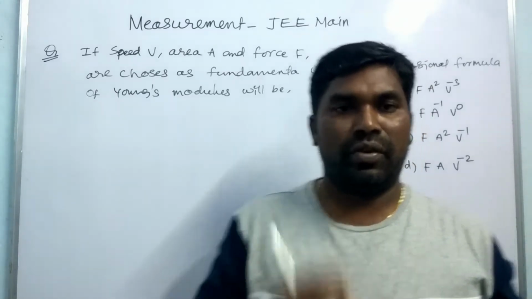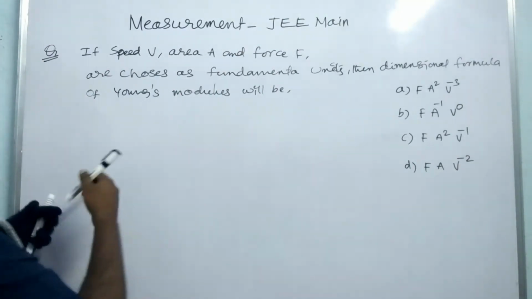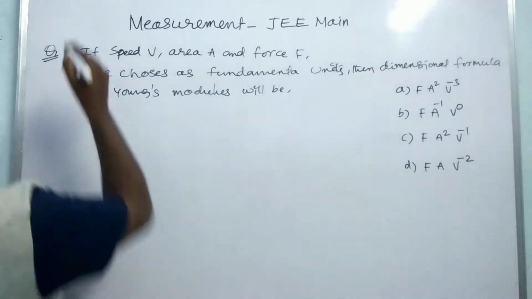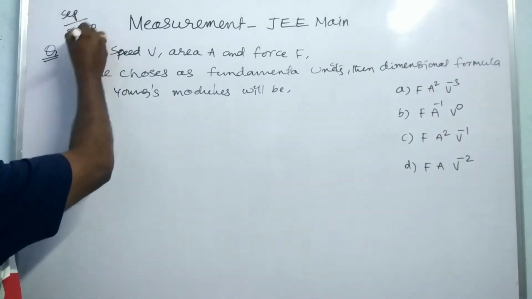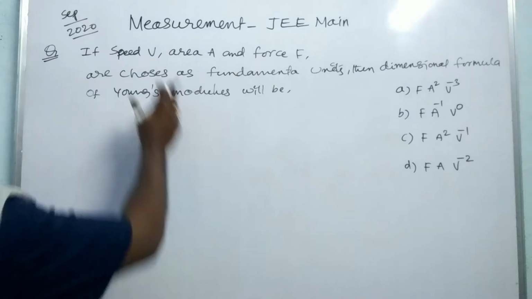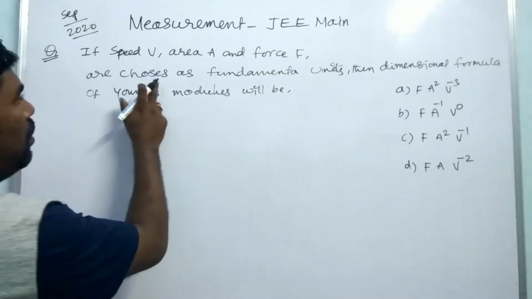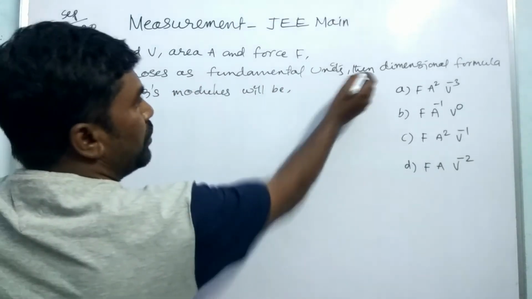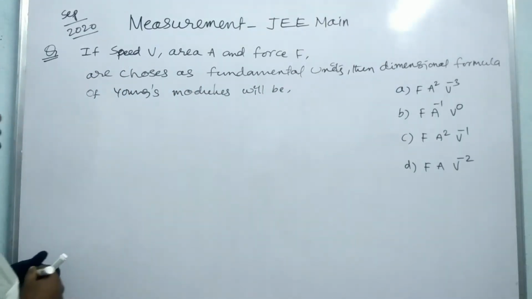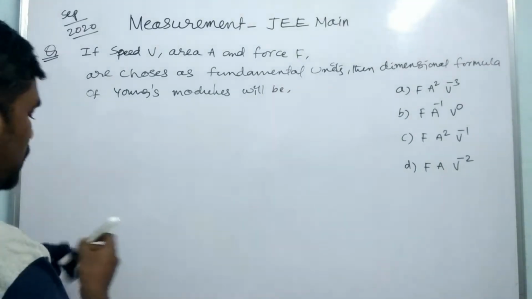So let us start our topic. Measurement, JEE Main 2020, which is September 2020. Question number 1: if speed v, area A and force F are chosen as fundamental units, then the dimensional formula of Young's modulus will be... The dimensional formula of Young's modulus.